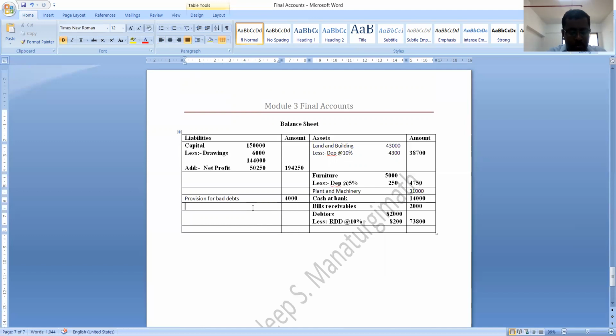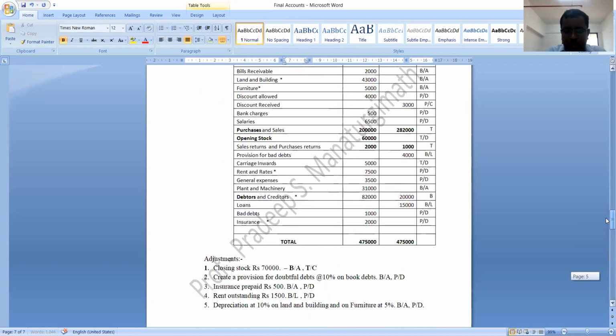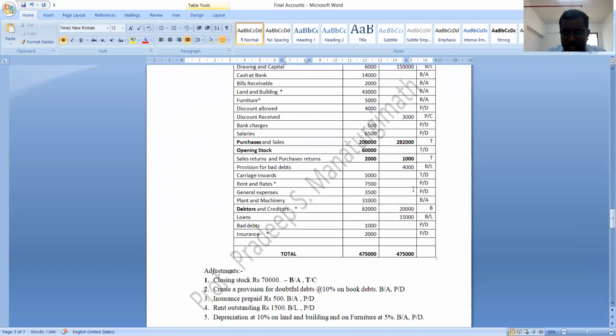Now we need to record creditors on the liability side of the balance sheet. What is the amount of creditors? It is rupees 20,000. Understood? Okay, we're done with the debtors and creditors.